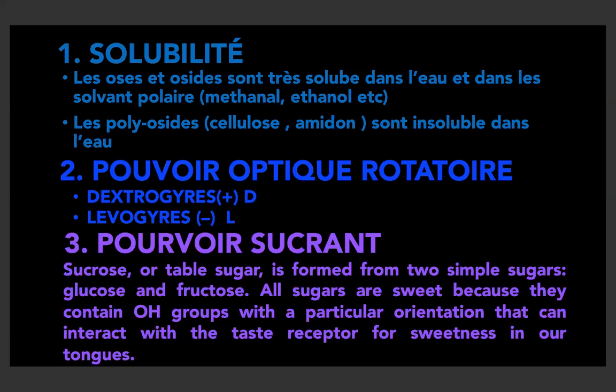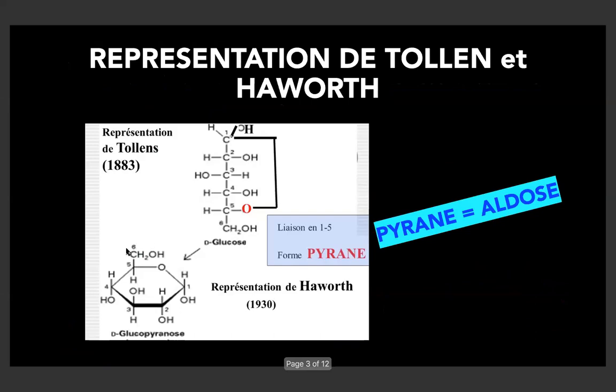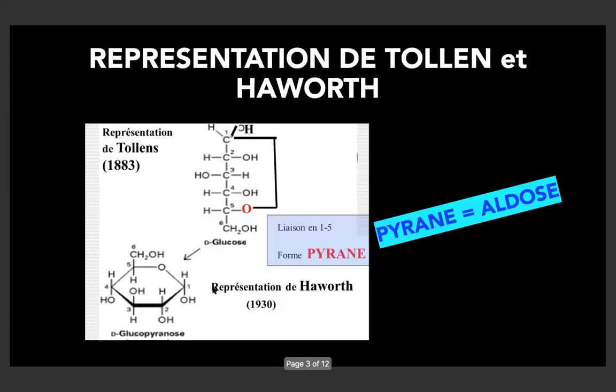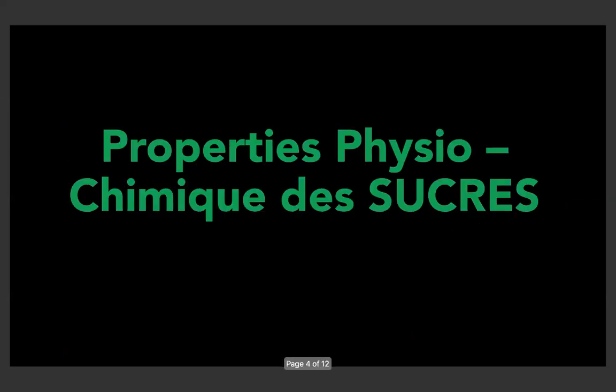Then pouvoir sucrant, which we are just explaining. Sucrose or table sugar is formed from two simple sugars, glucose and fructose. So the linkage between glucose and fructose is called a glycosidic linkage. But the fructose molecule, if it wants to form a structure like this one, a structure that is a representation, it's going to form what we call oxidic linkages. So the simplest thing you're supposed to remember is this oxygen. The oxygen will show you that, okay, this is an oxidic linkage.